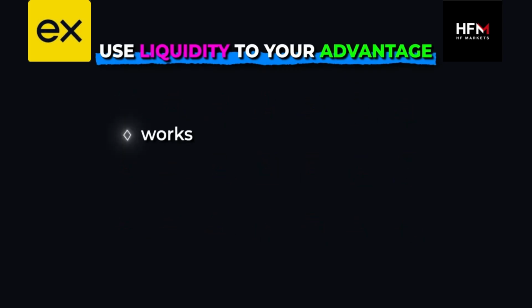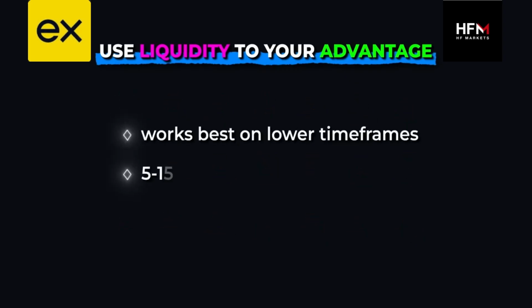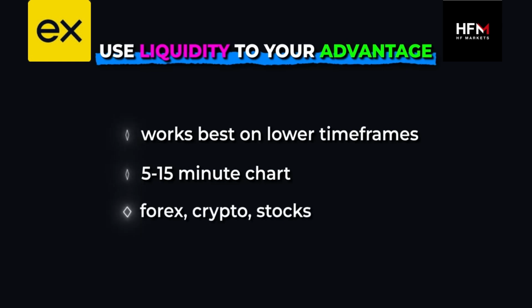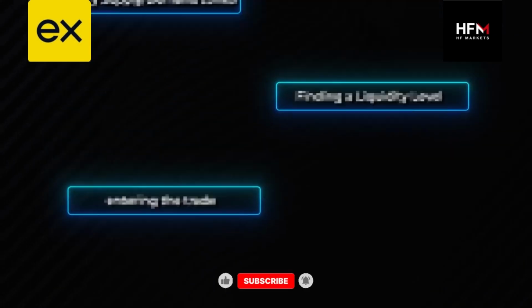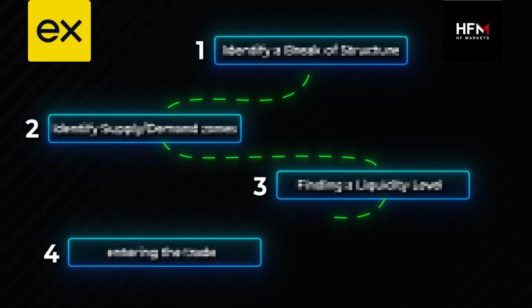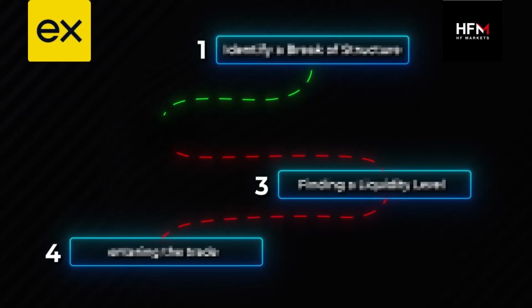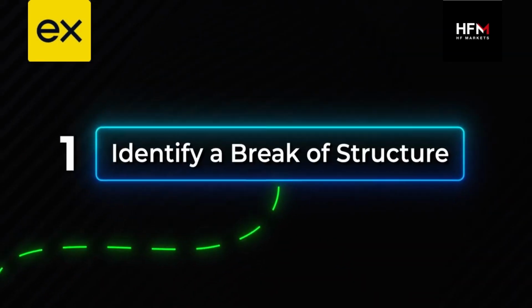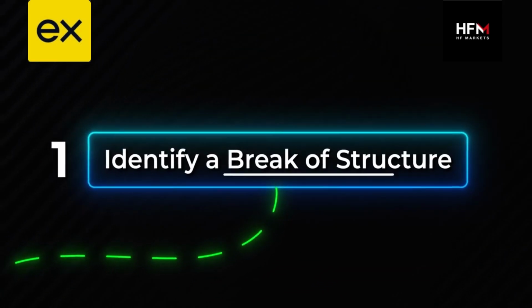And just so you know, this strategy works best on lower time frames, like the 5 to 15 minute chart, and it can be used on any asset, whether it's Forex, crypto, or stocks. Let's begin. So first, to simplify everything, I'm going to break down the strategy into 4 simple steps that you can follow. Keep in mind that all of these steps are connected to one another, meaning if you skip any of them, you can't proceed to the next one. So let's begin. Step 1 is identifying something called a break of structure in price.